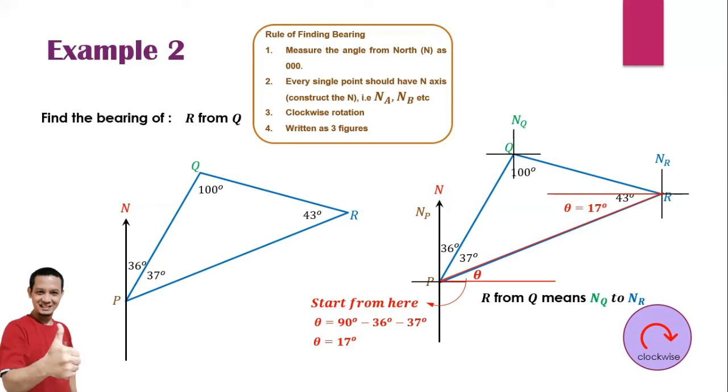Okay. Got it? Okay, students, angle QRP is 43 degrees. Once again, angle QRP is 43 degrees, right? Because theta is 17 degrees, automatically the rest is 43 degrees minus 17 degrees. 43 degrees minus 17 degrees, we got 26 degrees. Here is 26 degrees, right? Is it clear for you?